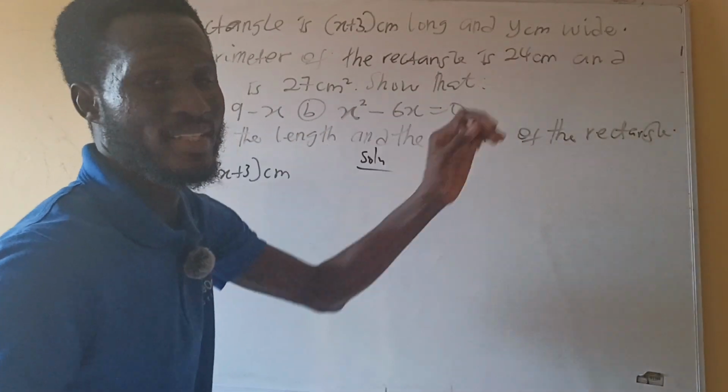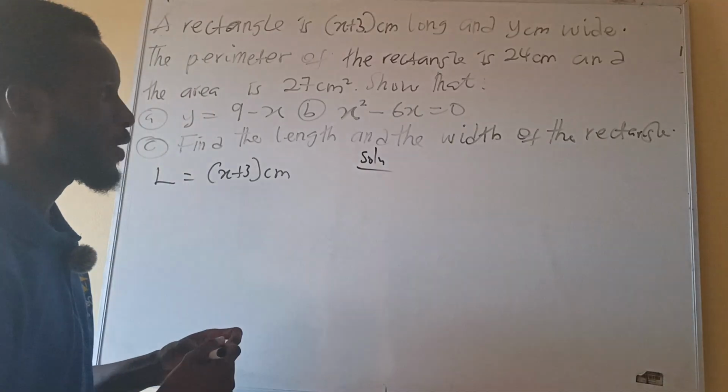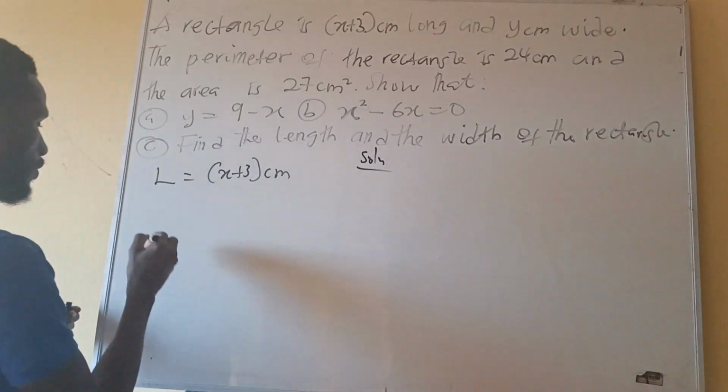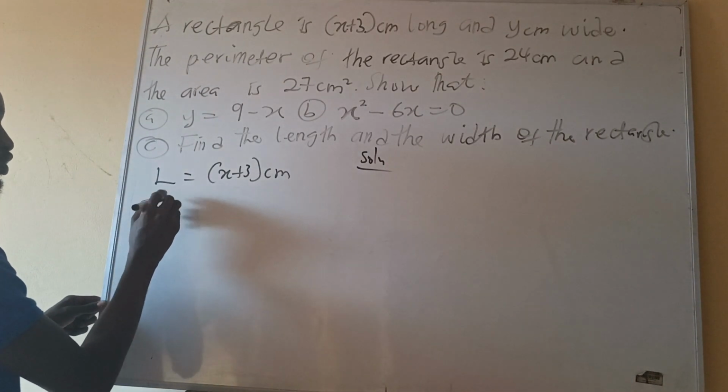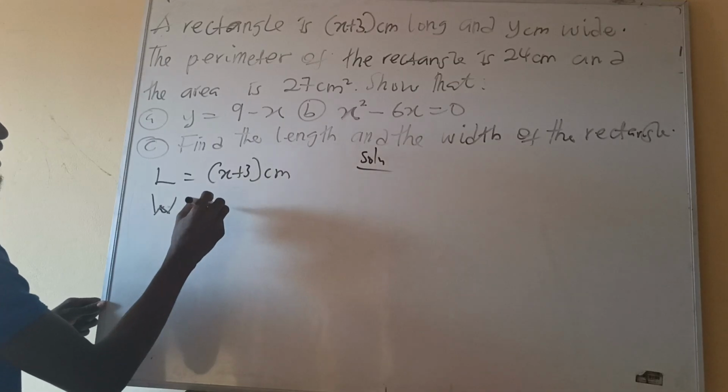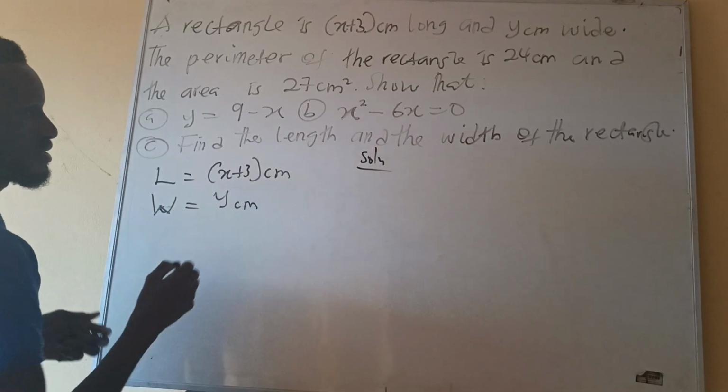And y centimeters wide. Now the wide is the width. The wide is the same as the width. The width of the rectangle, I'm going to use W for that. Now that one is y centimeters.